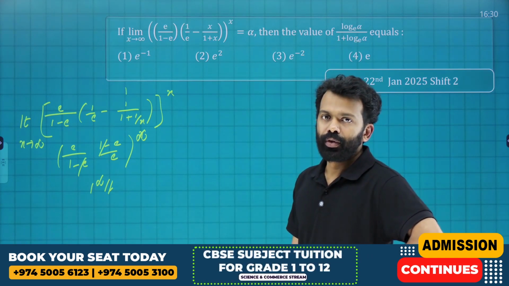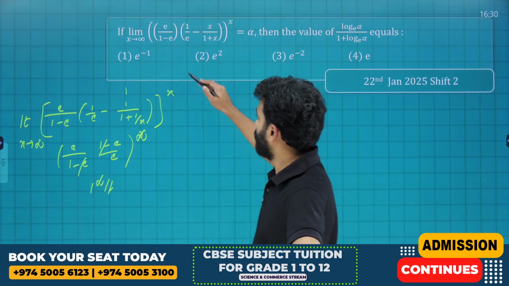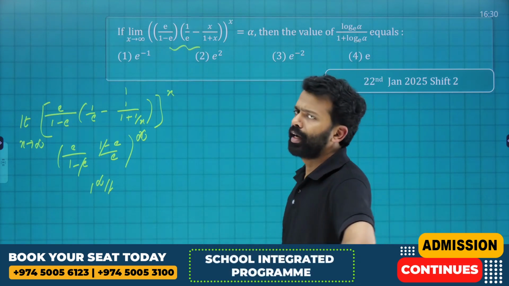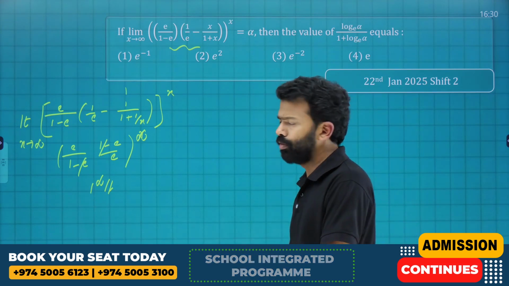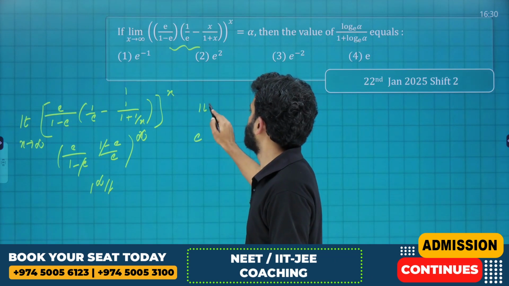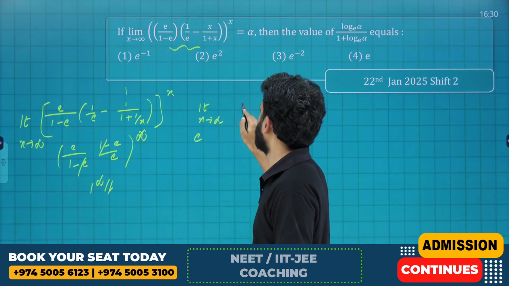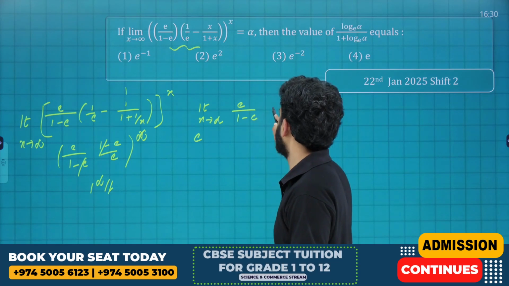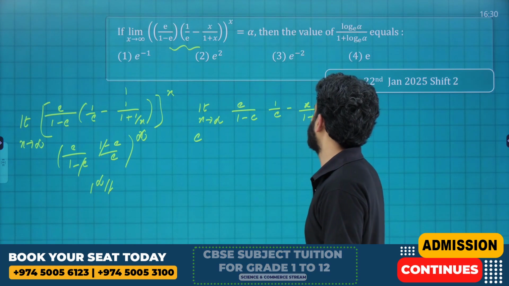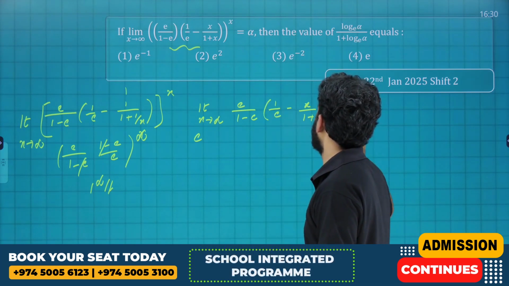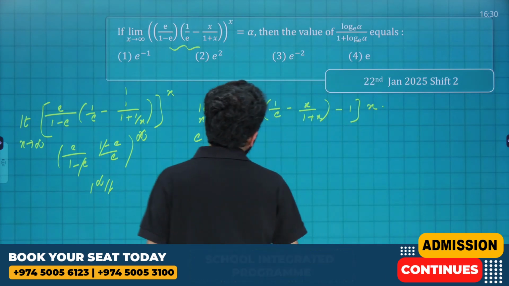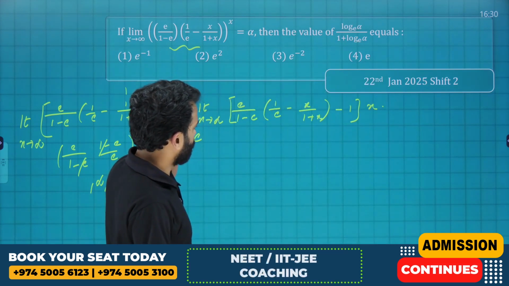And how are you going to evaluate this one? The same technique which we can use here. Here f of x is e by 1 minus e into (1/e - x/(1+x)), and g of x is x. So we can evaluate this. Therefore, this becomes e raised to limit x tends to infinity, (e/(1-e))·(1/e - x/(1+x)) minus 1, into x. So how are we going to formulate this one?